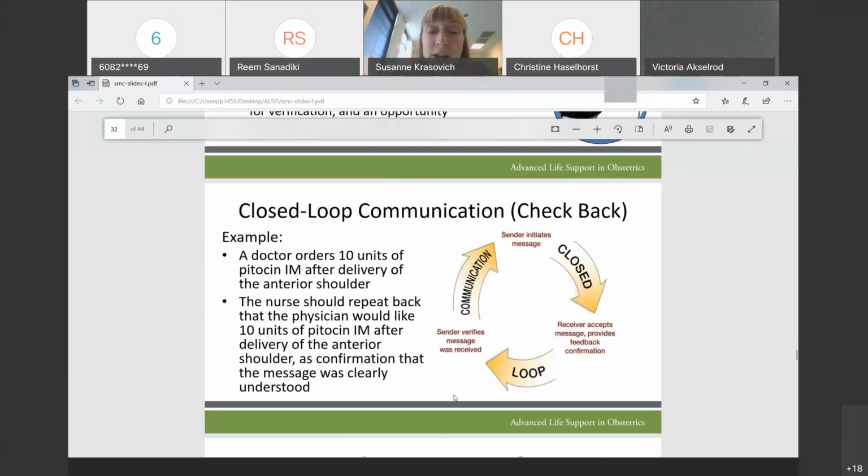So if the doctor orders 10 units of Pitocin IM after delivery of the anterior shoulder, ideally, the nurse should repeat back, the physician would like 10 units of Pitocin IM after delivery of the anterior shoulder, as a confirmation that that message was clearly understood. So both people now have acknowledged the medication that's going to be given, the dosing and the route of administration, as well as the timing of that medication.